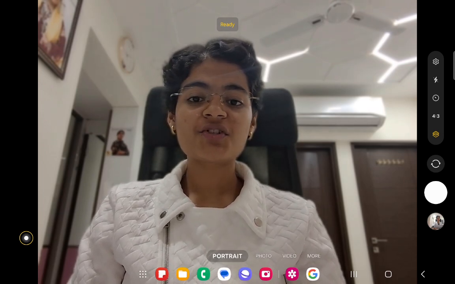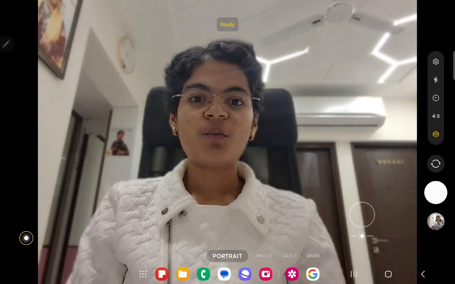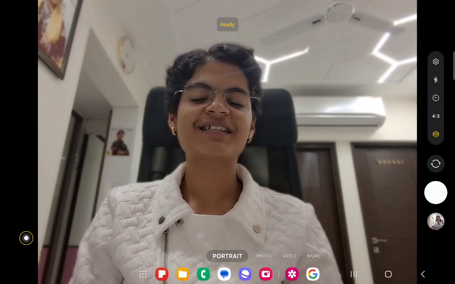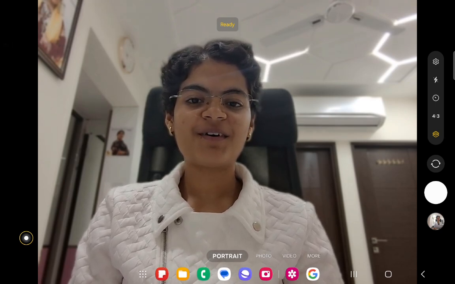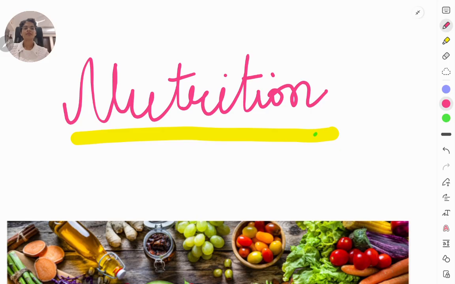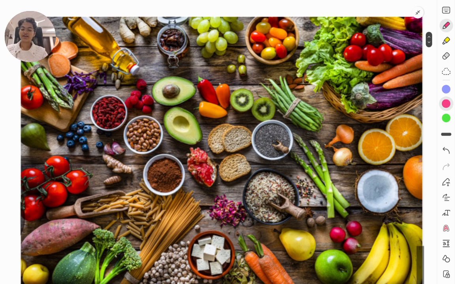This chapter is not just for the sake of writing the exam, but it will help us enhance our knowledge and implement it in our lives to even make our health better. So let's begin. Now, what do we mean by nutrition? It is the utilization or the uptake of nutrients by the body. This picture shows different kinds of food items that contribute towards the nutrients.